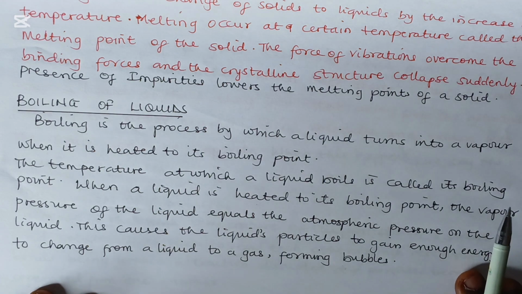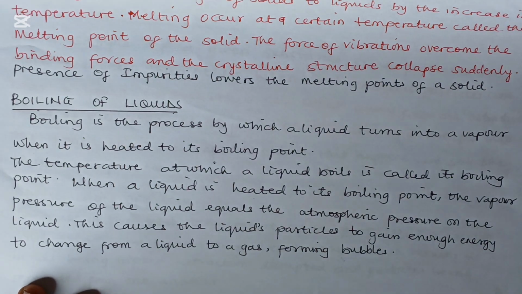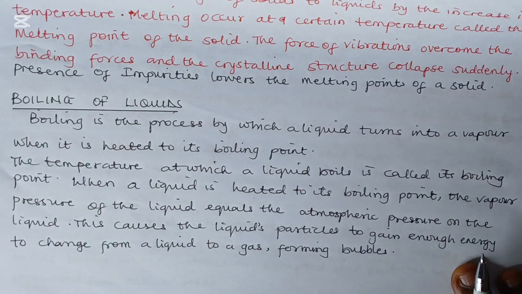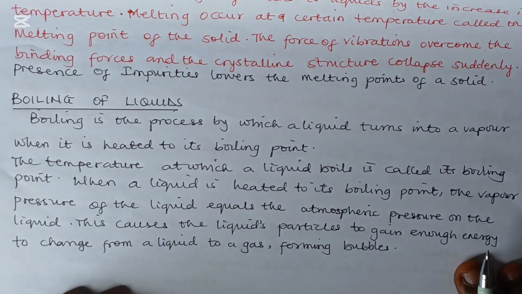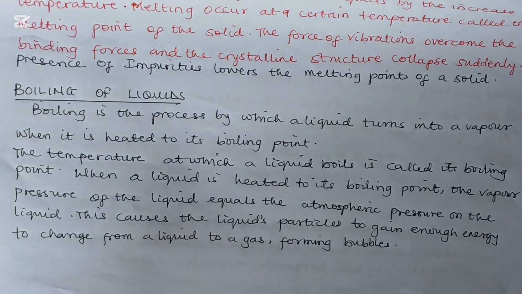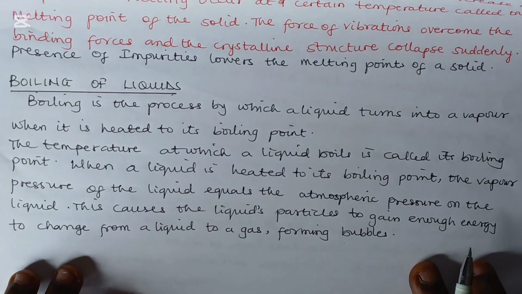So what happens actually, using the kinetic theory to explain boiling? I told you that particles are always moving. That is the basis of the kinetic theory. The particles of liquids, solids and gases are always moving. So when a liquid is heated to its boiling point, the particles moving in the liquid, colliding with themselves and with the wall of the container, generate a kind of pressure which is called the vapor pressure.